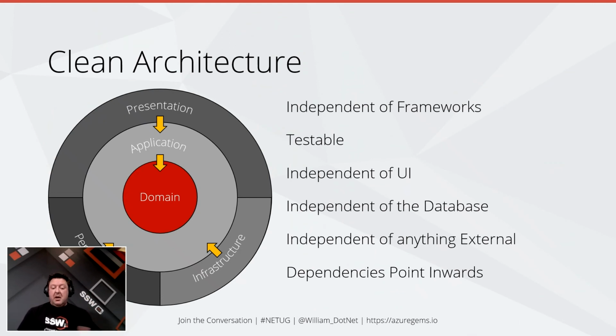And again, independent of a database. Generally people start off with a SQL solution, maybe then realizing we can actually get more benefits from running a NoSQL Cosmos DB solution. So we should be able to swap that out and bring in Cosmos without changing the core of the application. And all of this is because the dependencies point inwards. We don't need to change the core of the application just because something on the outside has been changed. So this is quite nice.